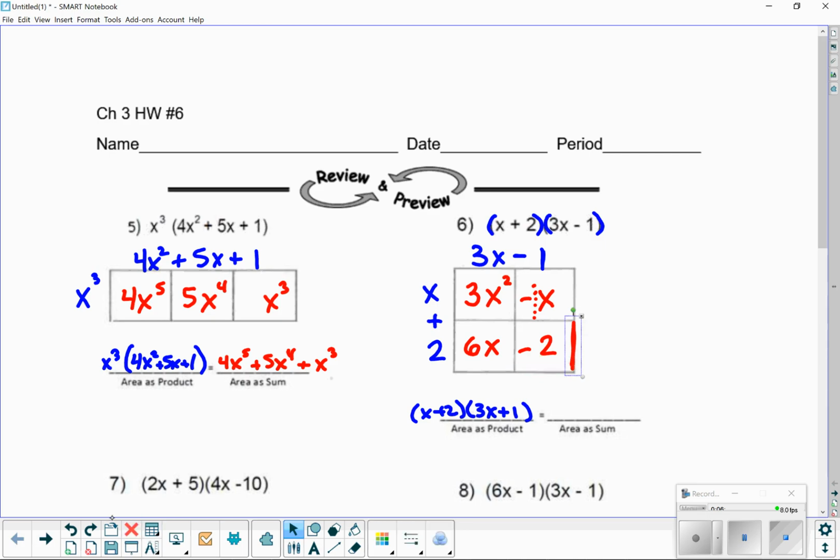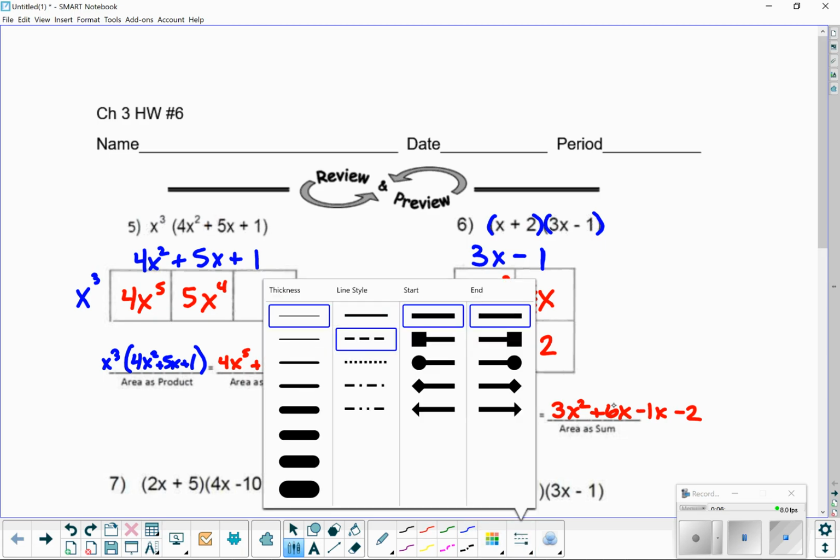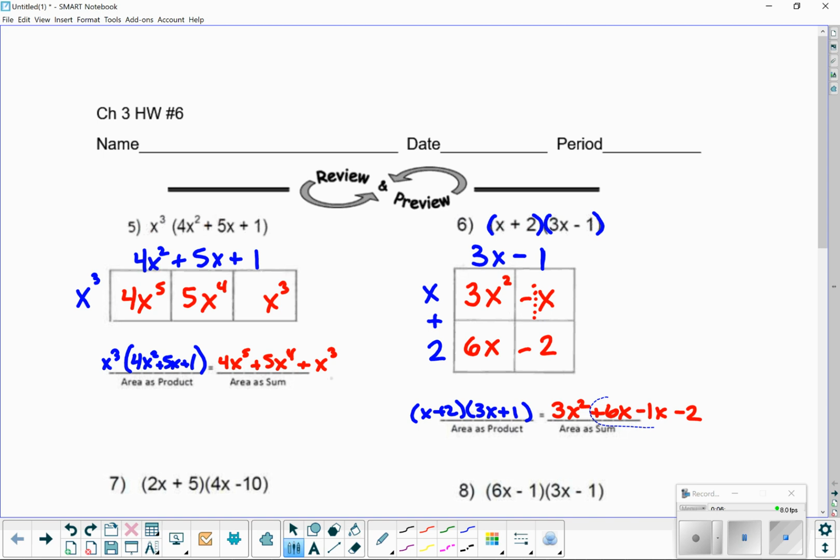your area as a sum is going to be 3x squared plus 6x, and I'm only going to do this once, minus 1x minus 2. And if you notice that 6x and negative 1x, that's going to combine to be positive 5x.